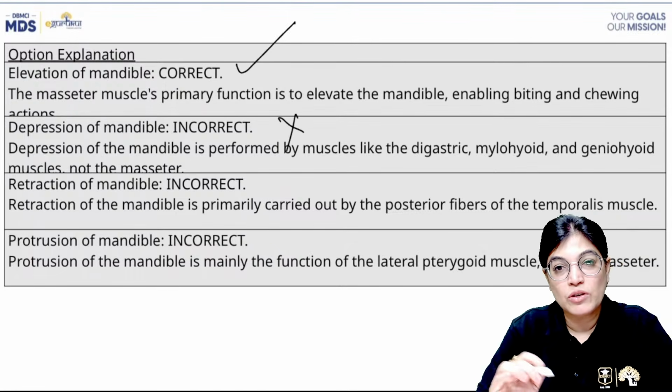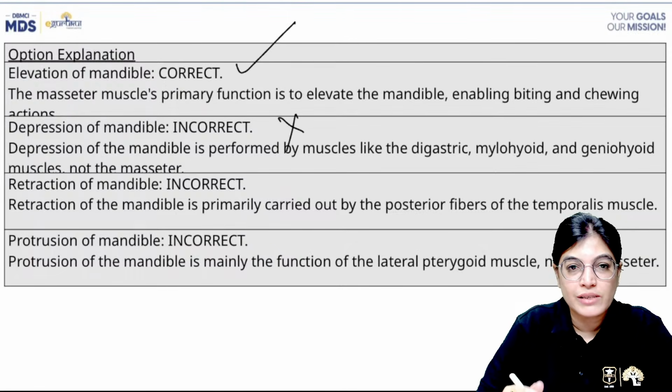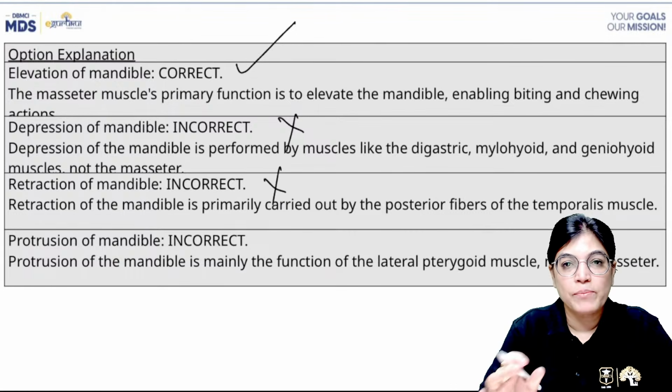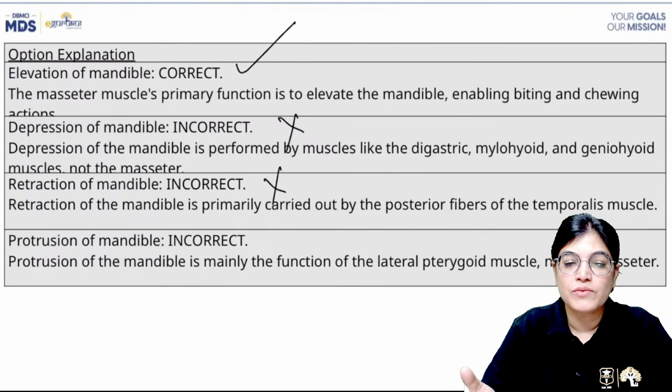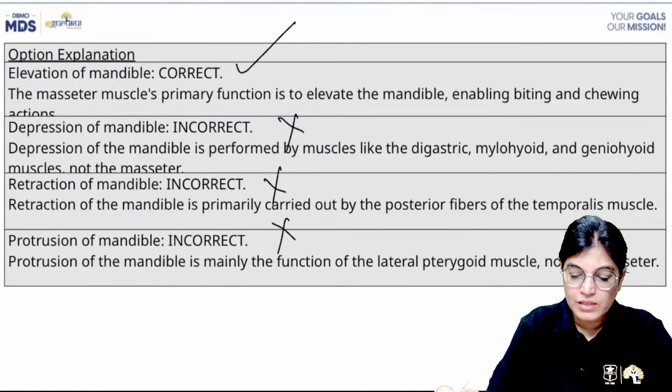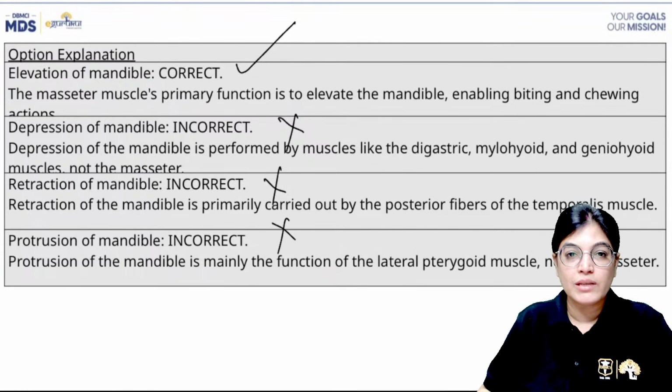Depression is not correct because it's the primary action of the lateral pterygoid muscle. Retraction is the primary action of the posterior fibers of the temporalis muscle. Protrusion is the primary action of the lateral pterygoid and not the masseter muscle.